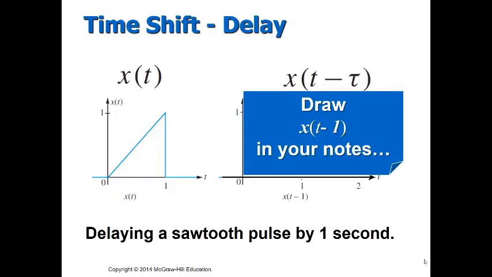Here's one to try yourself in your notes. Here I have a single sawtooth that starts at t equals 0 and goes to t equals 1, and we'll call that x of t. Now I'd like you to draw what x of t minus 1 would look like. So if we have a shift of 1, how would that appear? Please draw that in your notes.